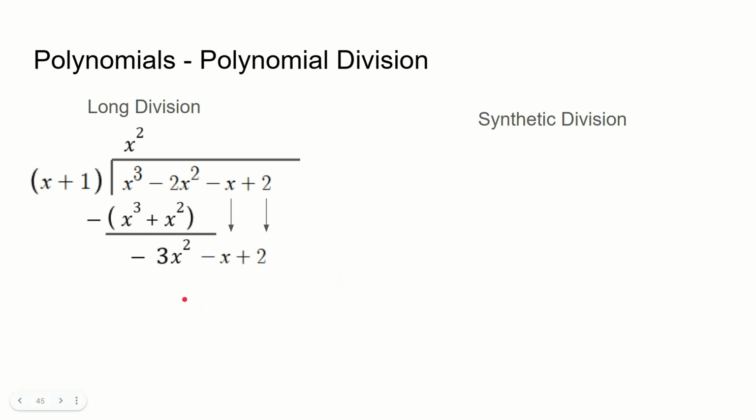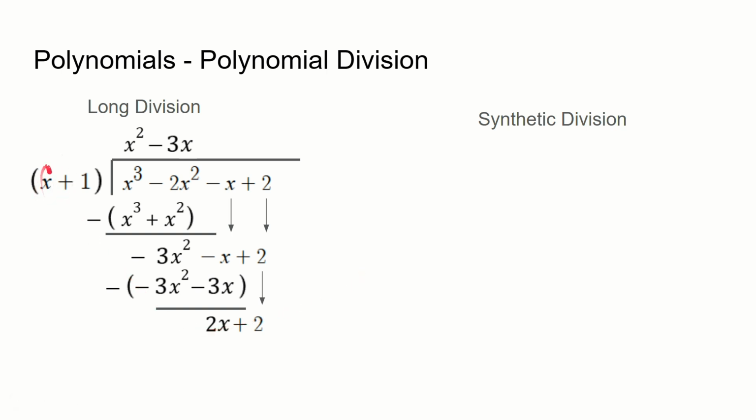and then we'll do the same thing again. How many times can this highest degree fit into here? Or, in other words, what do we multiply it by to get it to here? And it's negative 3x. And so we'll multiply this by negative 3x and subtract it. And again, we'll get 2x. We bring down the rest.